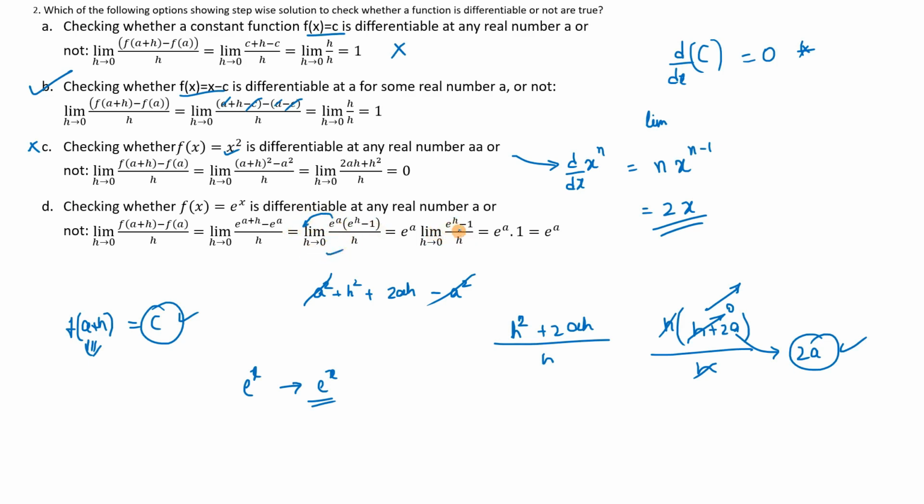What is inside the limit now? e to the power of h minus 1 divided by h. If we substitute h as 0, we have e to the power of 0 minus 1 divided by 0. So that is nothing but 1 minus 1 divided by 0. Again, what is remaining? So this whole value will be tending to 1. So we have e to the power of a as the answer. So this option is true.